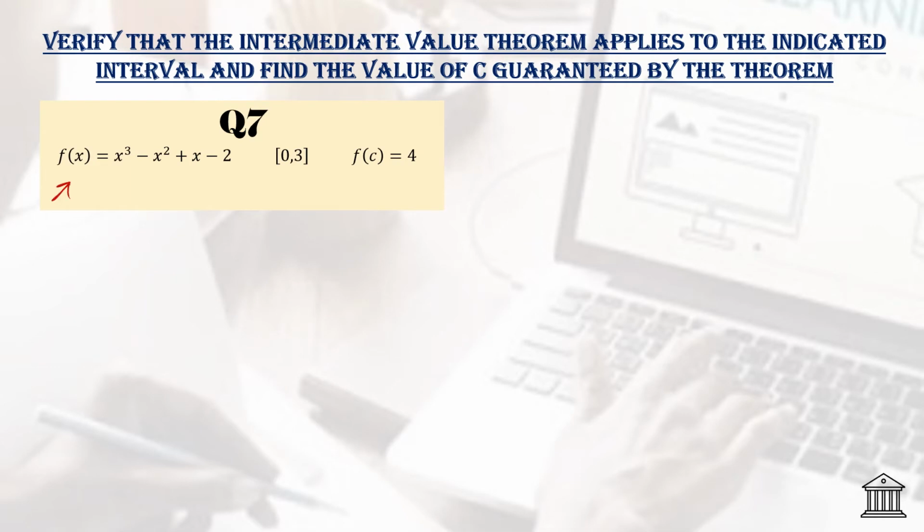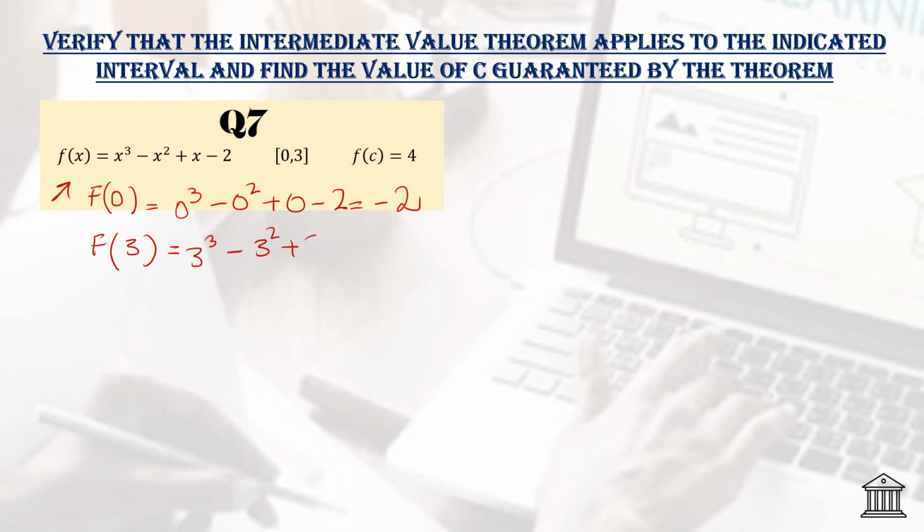Here the first thing is you have to see if the intermediate value theorem is applicable or not. So find the y value at 0, that is 0 cubed minus 0 squared plus 0 minus 2. So the answer is minus 2. Now find the value at 3. So you will have 3 cubed minus 3 squared plus 3 minus 2, which is 27 minus 9, that is 18, 18 plus 3 is 21, 21 minus 2 gives you 19.